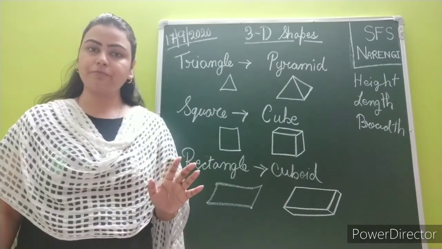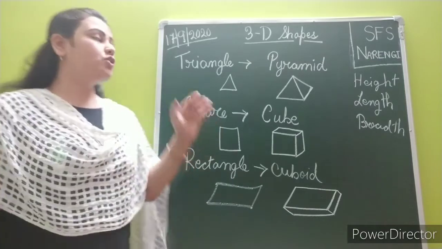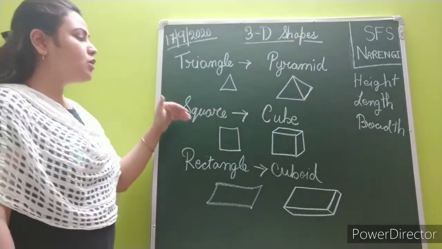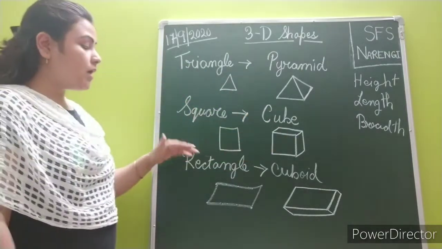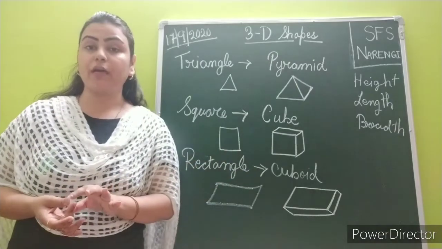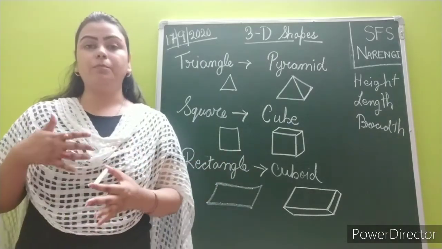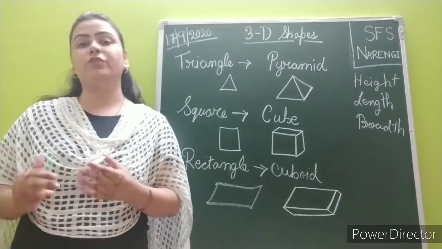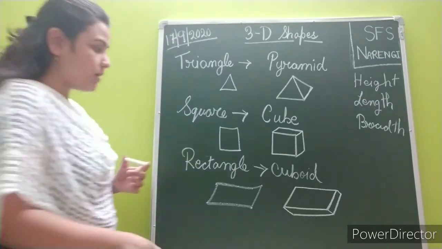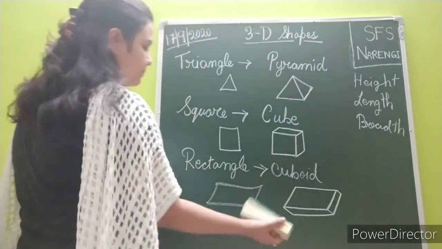Clear, all of you? I hope this is clear. So, triangle, we have the pyramid. Square, we have the cube. Rectangle, we have the cuboid. Now, let us talk about some more 3D figures. Okay? So, I'll just clear that side.